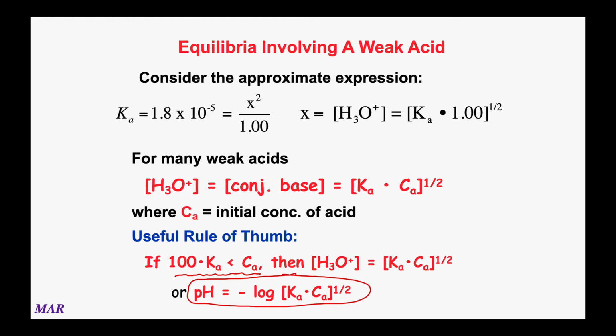But most of the time, 100 times Ka is less than Ca, and pH will equal minus log square root Ka times Ca. I love these kinds of abbreviations because even those of you with your solve buttons are going to have a lot more work to find the pH. And if you can do this quickly when you're doing lots and lots of them, it saves you a lot of time.